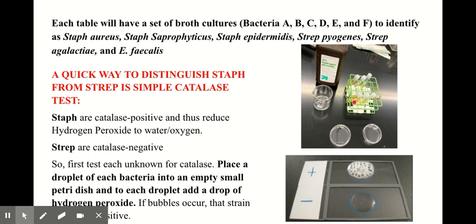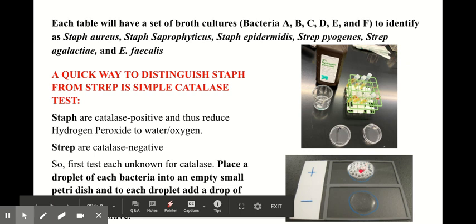So first, we want to start by separating the staph from the strep. And there's an easy test to do that before we start the rest of the tests, and that is the Catalase test with the hydrogen peroxide. So staph are catalase positive. They reduce hydrogen peroxide to water and oxygen, and they produce bubbles. Strep is catalase negative, so when it's mixed with hydrogen peroxide, you would see no bubbles.